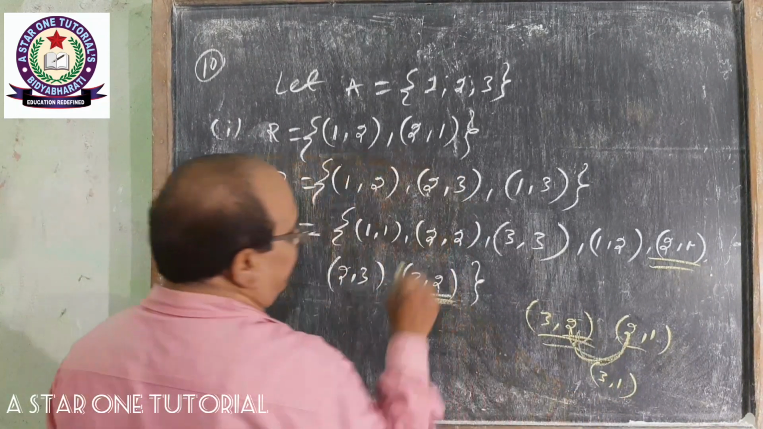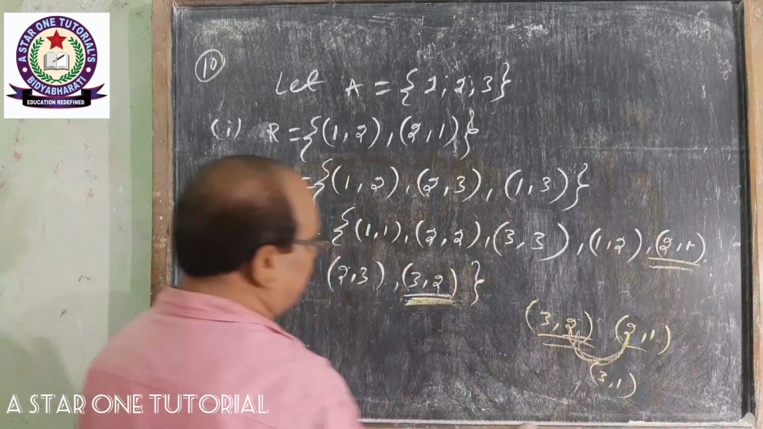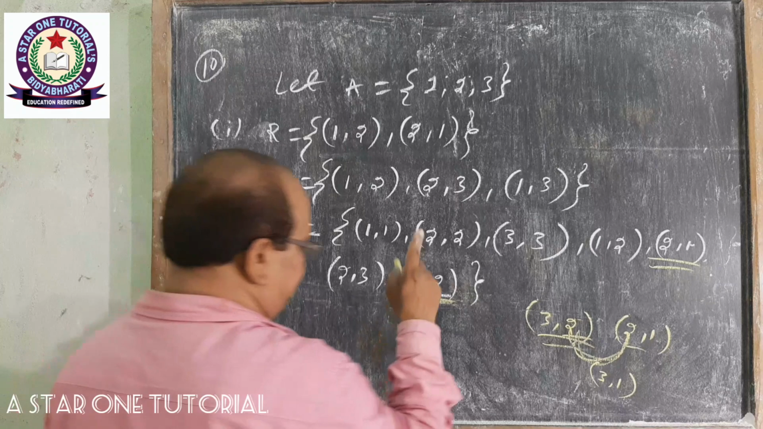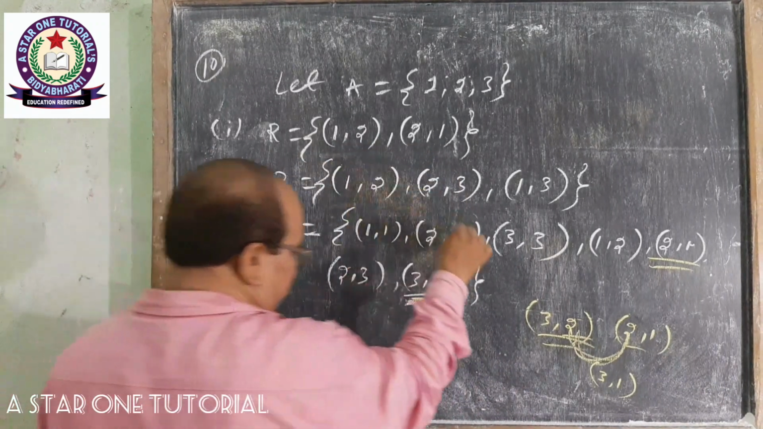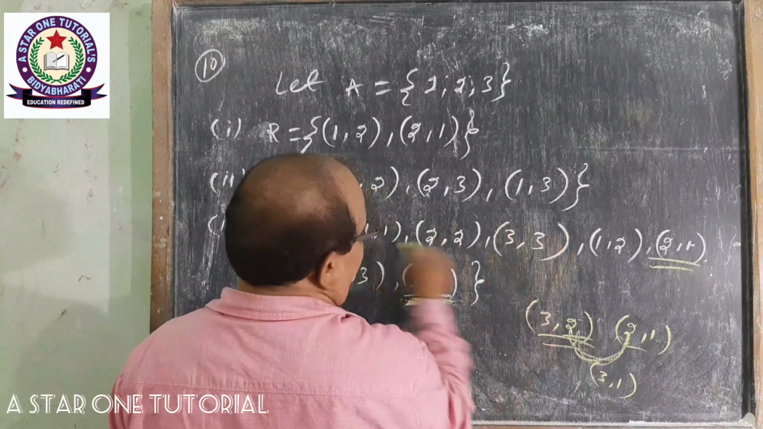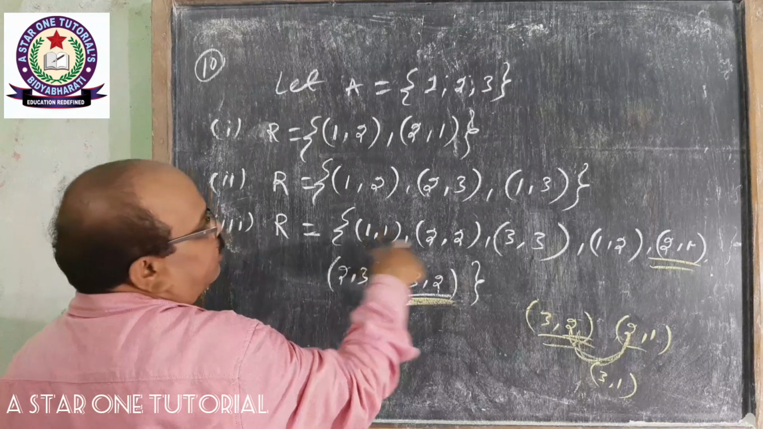Okay, 3 2 pair is there, 2 1 pair is there, but 3 1 pair is absent. Therefore this relation is not transitive one. But since it contains 1 1, 2 2, 3 3, therefore it is reflexive. Okay, all the elements of the set A are related to themselves.